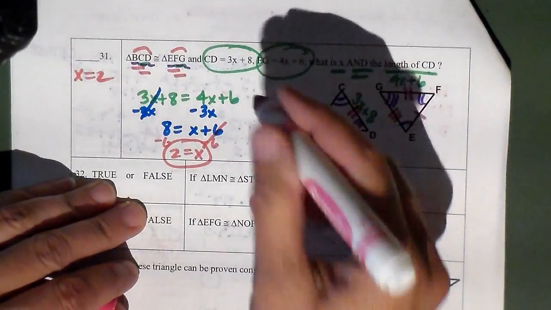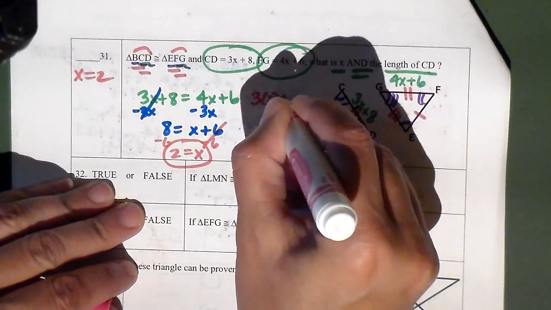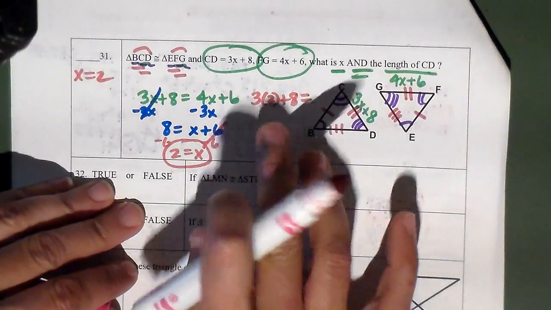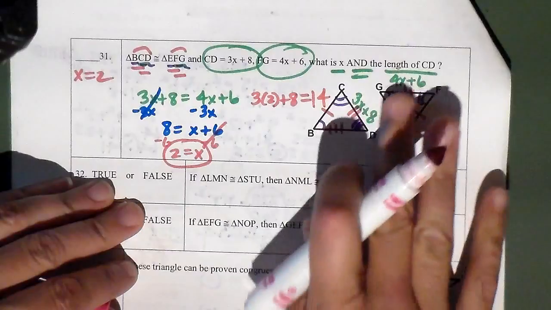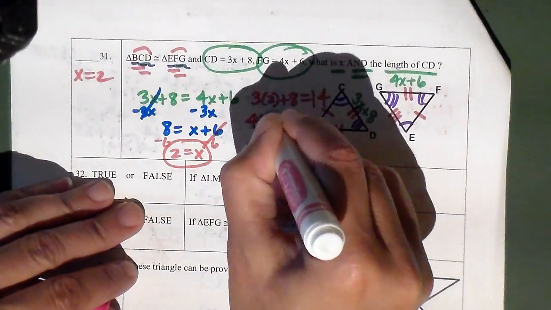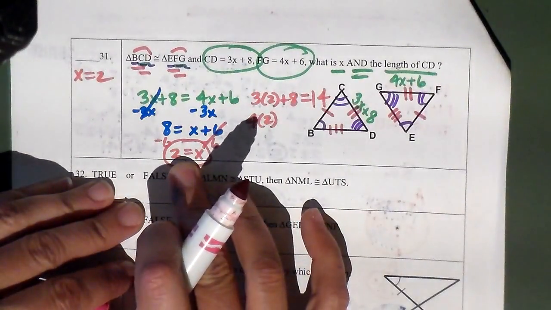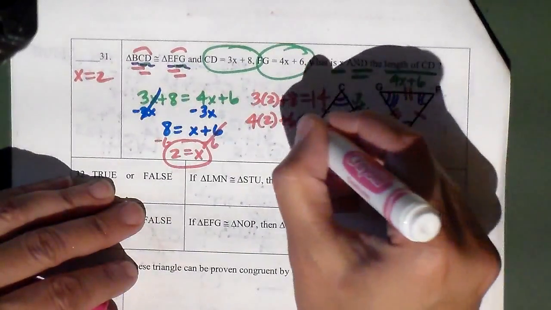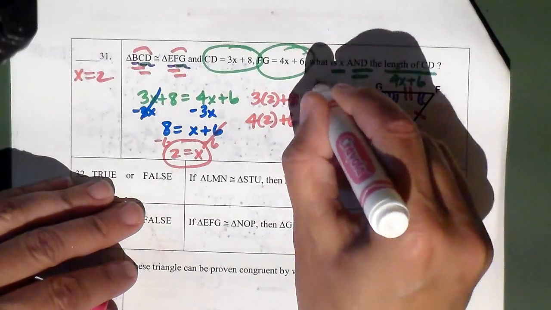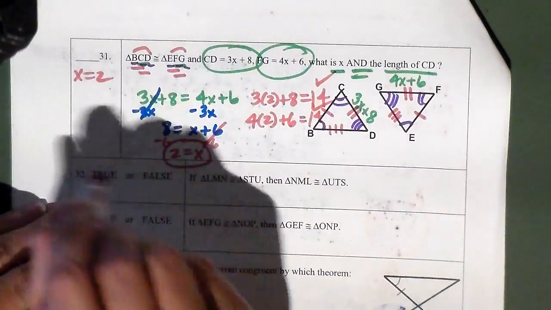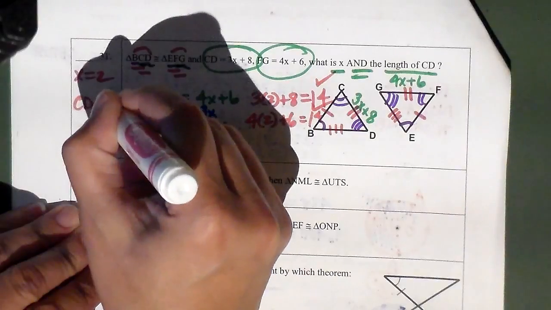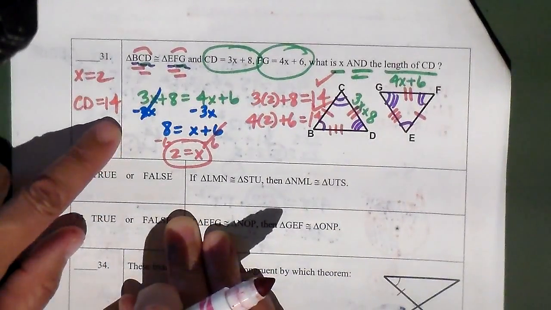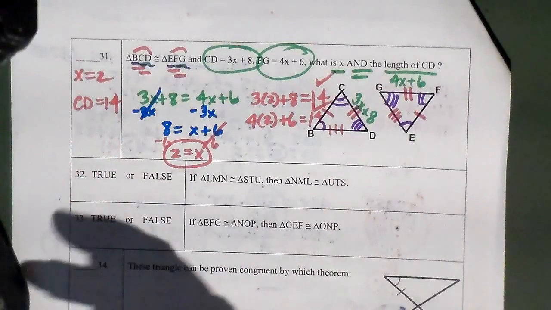So let's take that 3x plus 8 and plug in 2. 3 times 2 plus 8 instead of x. 6 plus 8 is 14. And 4x plus 6, so 4 times 2. We're plugging it in, plug it in. And I get 8 plus 6, which is 14. They are both the same length, so CD is 14. And notice I didn't put a segment symbol over CD. I'm talking about the actual length and distance, so we don't put segment symbols.